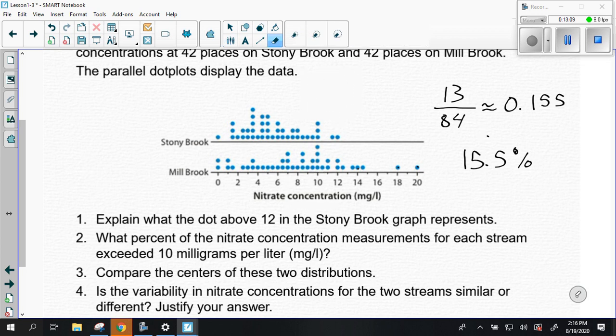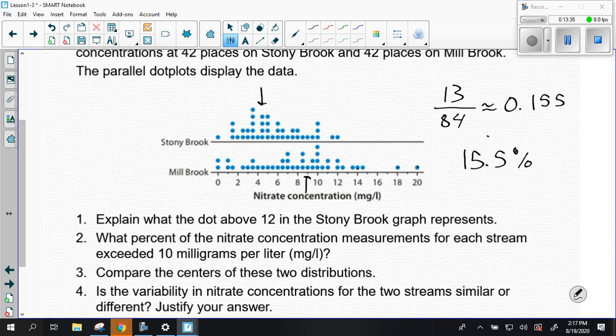Well, the center of Millbrook is probably around here. So it looks like the center of the Stony Brook distribution is lower than the center of the Millbrook distribution. Answering number 2. For number 3, I'm sorry, we compared the number 4. I forgot all about number 2, I guess.